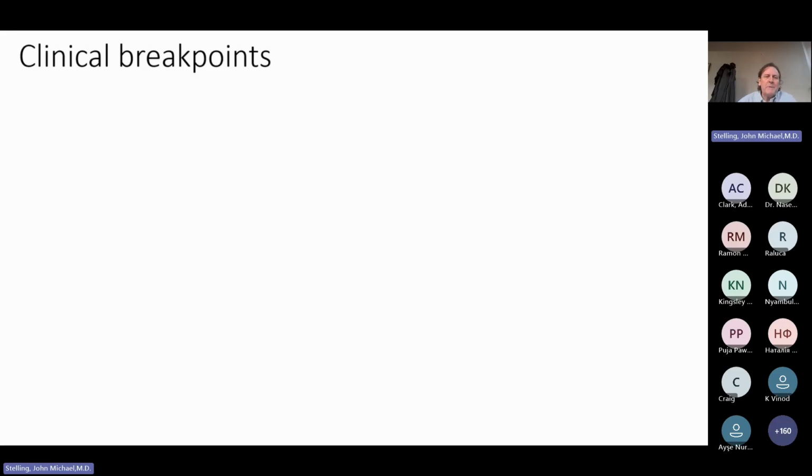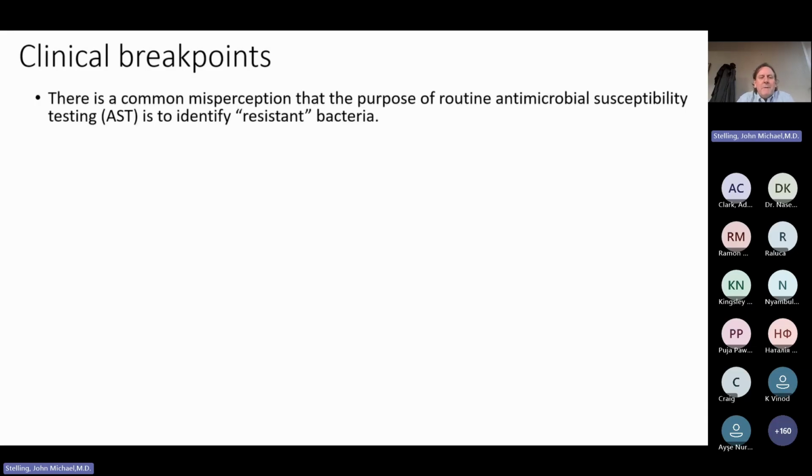So let me talk about clinical breakpoints. There's a common misperception, perhaps by many people on this call, that the reason we do susceptibility testing is to find resistant bacteria. That's sort of correct, but it's not exactly correct. What do I mean by resistant bacteria? If I mean bacteria with resistance genes, that is not the purpose of the disk diffusion or the MIC test. The purpose of disk diffusion MIC testing primarily is not to find bacteria that have resistance genes.